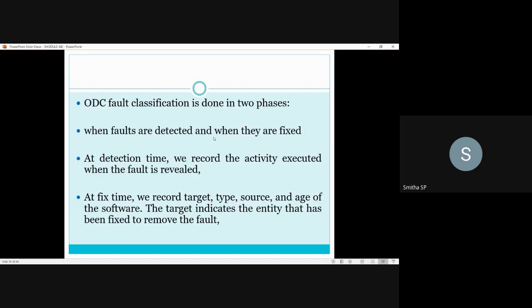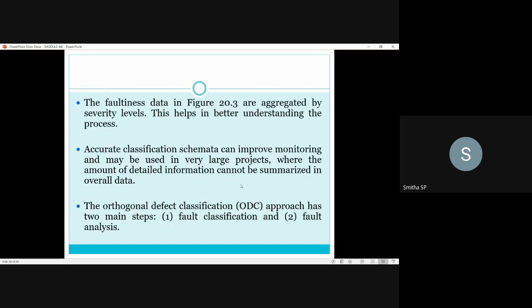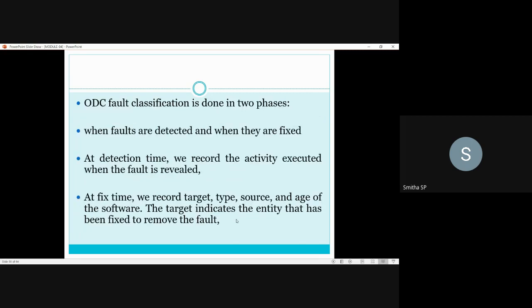Fault classification, as I just said, is done in two phases. The first phase is when faults are detected, and the second phase is when they are fixed. When the faults are detected, that is the first phase, and the second phase is where you are fixing those faults.